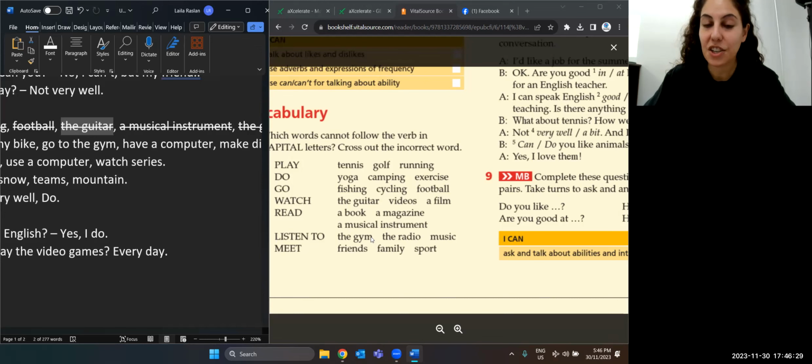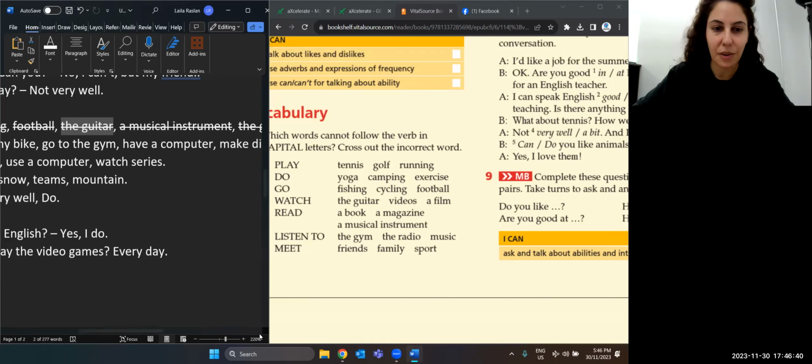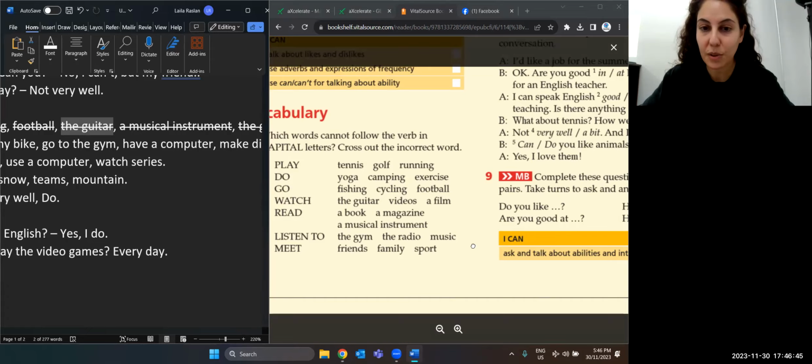Do we listen to the gym? No. We listen to the radio? Yes. Listen to music? Yes. Do we meet friends? Yep. Do we meet family? Do we meet sports? No, we don't meet sports. We play sports or we watch sports.